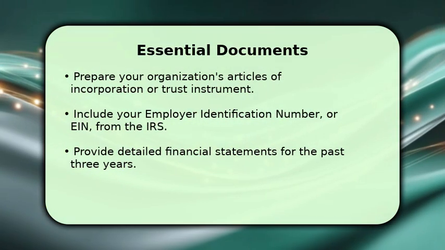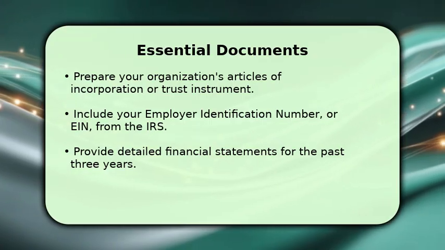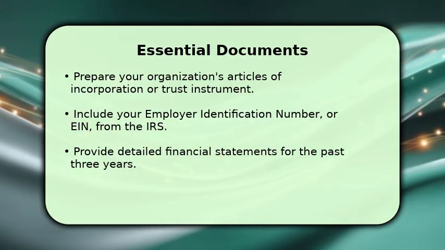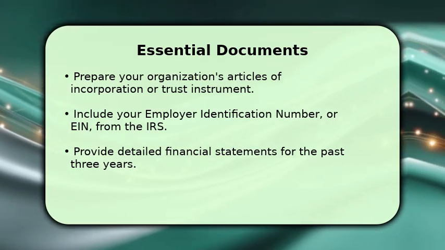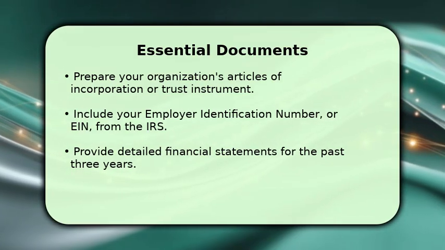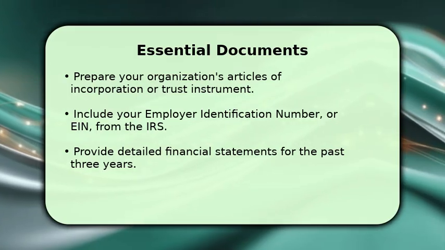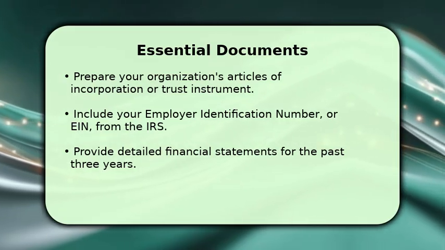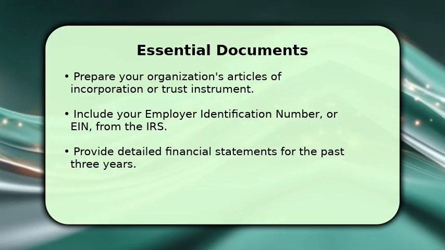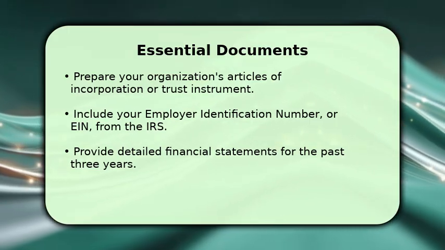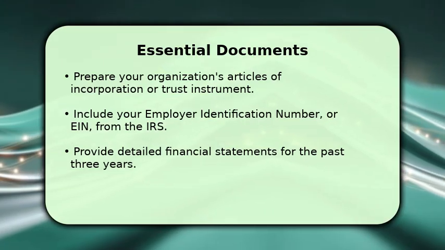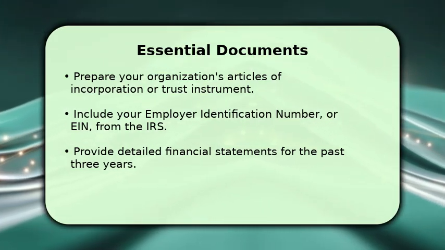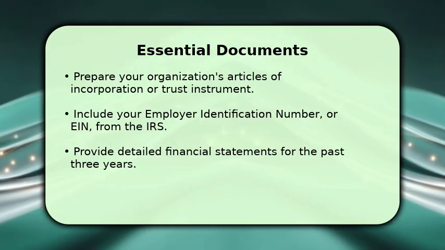Gathering the correct documentation is vital for a successful application. You will need your organization's articles of incorporation or trust instrument, along with your employer identification number, or EIN. Detailed financial statements covering the past 3 years are also required. Furthermore, a clear statement outlining your organization's purpose and activities is essential. Having these documents ready will significantly streamline your application process.